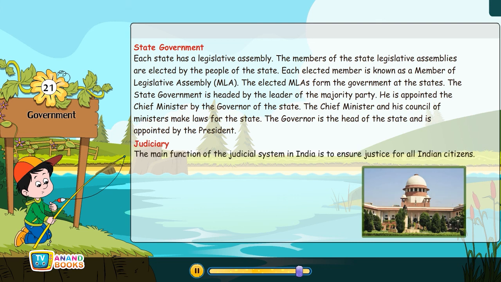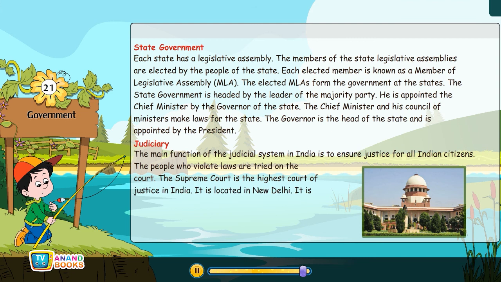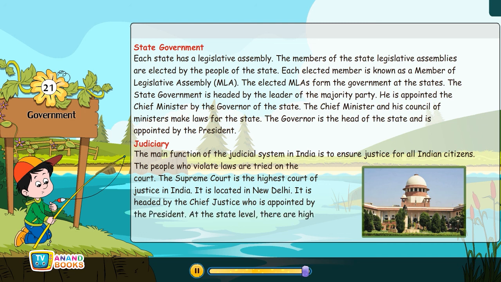Judiciary. The main function of the judicial system in India is to ensure justice for all Indian citizens. The people who violate laws are tried in the court. The Supreme Court is the highest court of justice in India. It is located in New Delhi. It is headed by the Chief Justice, who is appointed by the President. At the state level, there are high courts. There are also smaller courts such as session courts and district courts.